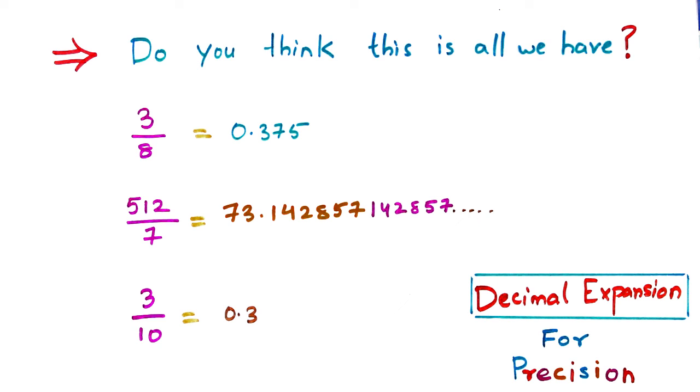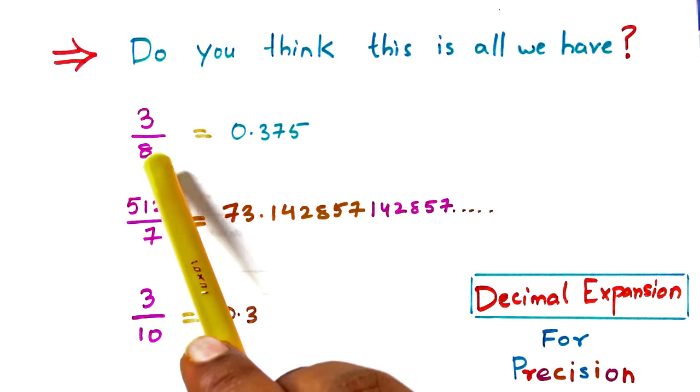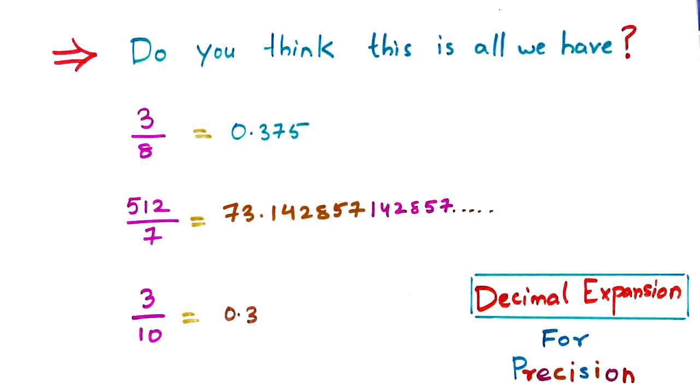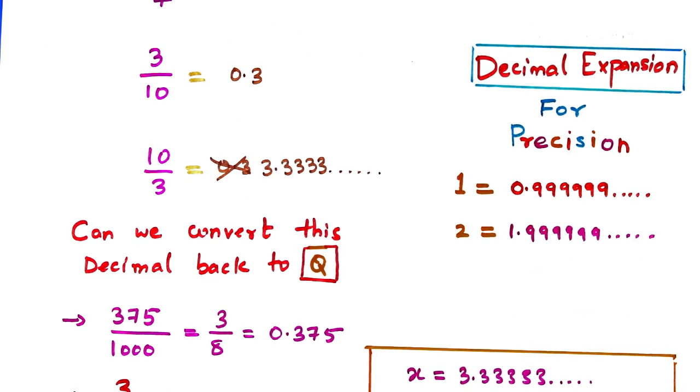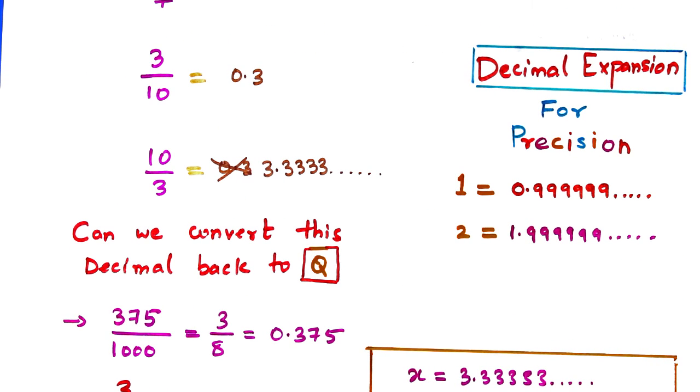Why do we require decimal expansion? What is the purpose of decimal expansion? And what is the difference between decimal expansion and the fraction? Let's see what we can get. Okay, all right. So why do we require decimal expansion? Basically, we divide any fraction just to get precision over that fraction.